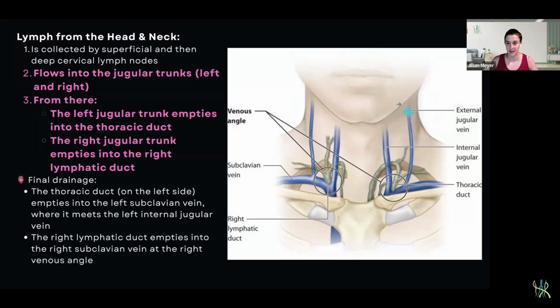And so the left side is going to go on the left side, and the right side of the upper body is going to come over here to the right side. These jugular trunks are then going to transport into the thoracic duct. And the thoracic duct is the last portion of the lymphatic system before it gets connected to the circulatory system. And then on the right side, it's the jugular trunk into the right lymphatic duct, into the vascular system, the circulatory system.